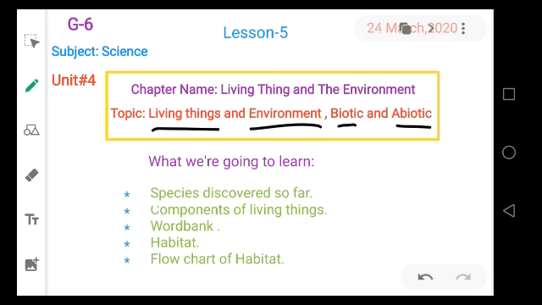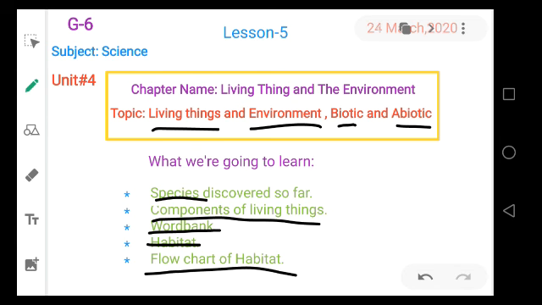So what we're going to learn: we're going to discuss the species that have been discovered so far, the components of the living things, the word bank that has been given at the end of the chapter, and we're going to discuss habitat, and then I'm going to show you the flow chart of habitat at the end of the lecture. So let's move to our first slide.